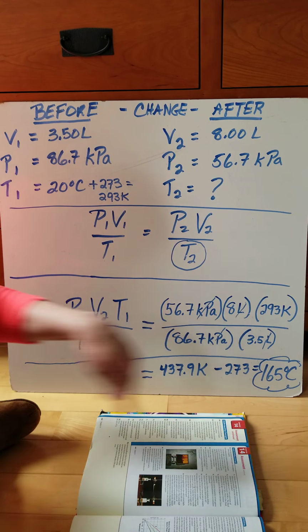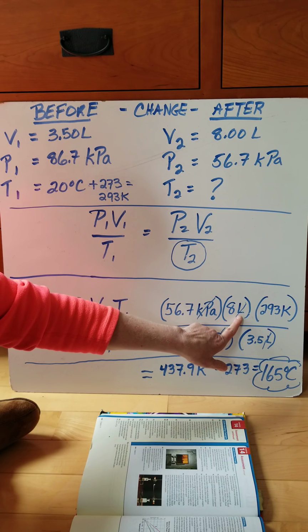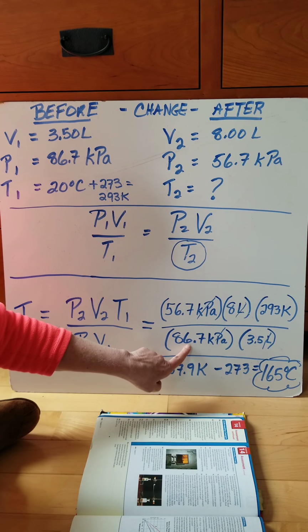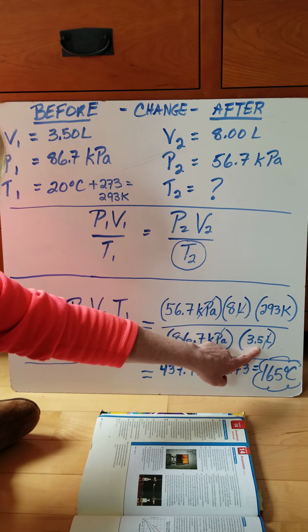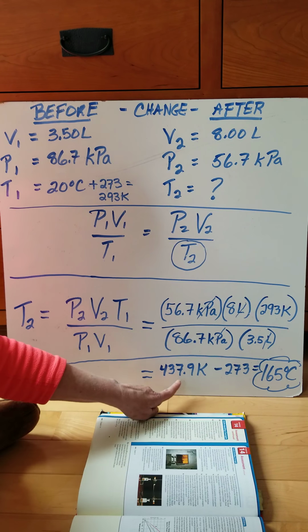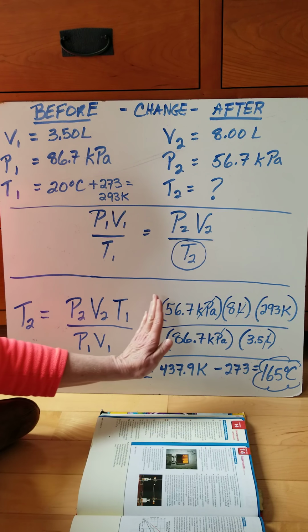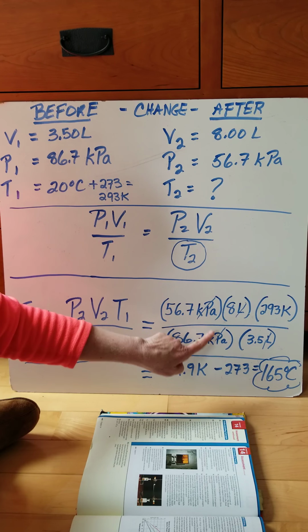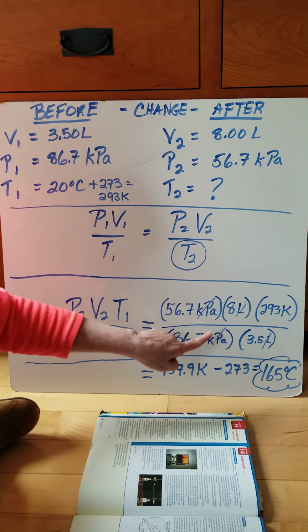Okay, now we have this all filled in. We just do our math. 56.7 times 8 times 293, hit the equal sign, divided by 86.7, hit the equal sign, divided by 33.5, hit the equal sign, and we end up with 437.9 Kelvin. Now, notice, because we have everything on one side of the equation, we can see the units cancel. Our kilopascals cancel, our liters cancel, and we're left with Kelvin.